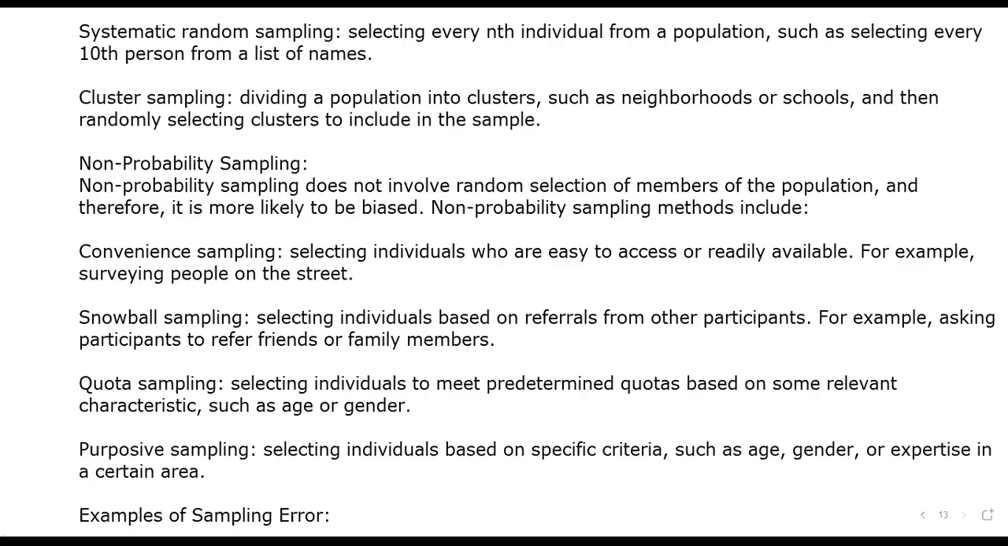And examples of sampling error. If a study is conducted using simple random sampling, we estimate the percentage of adults, for instance, in the city of Lusaka, who support a certain political party. So the sample may include more or fewer supporters than the actual population. So the difference between the sample statistic and the true parameter is what we call sampling error.